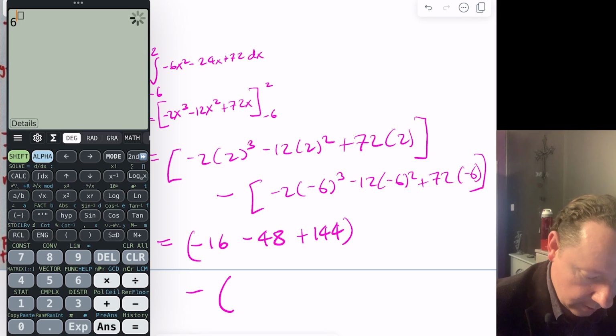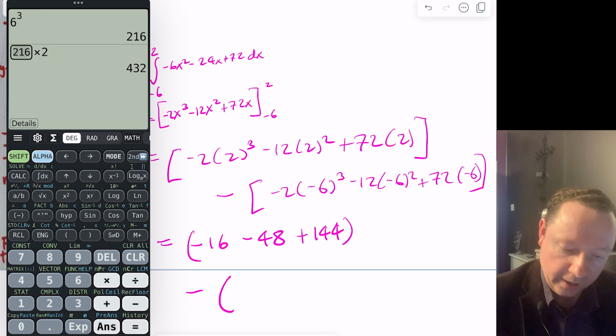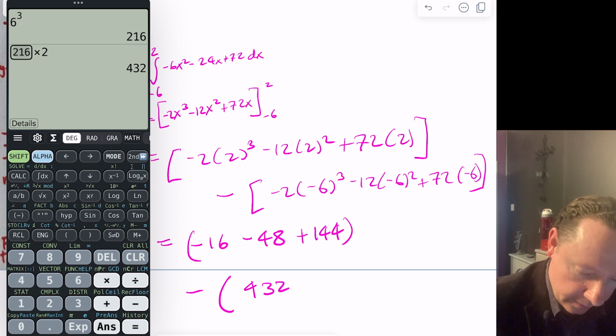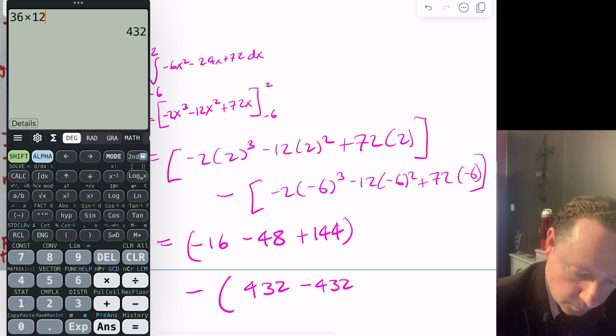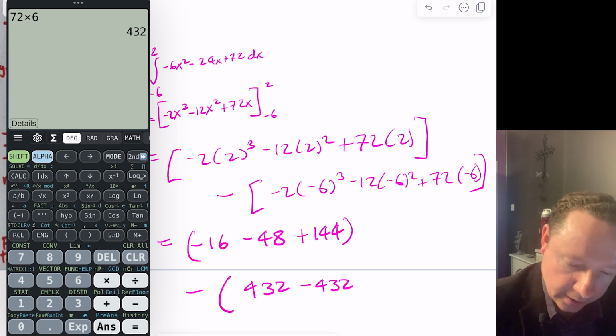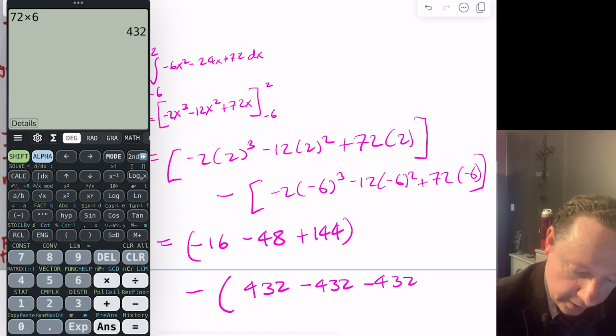6 cubed is 216, times 2 is 432, so it's minus 432 there. 6 squared is 36 times 12 is minus 432, and then 72 times 6, I'm pretty sure is 432 as well, but let's just check. Yes, it is. So another minus 432 here.